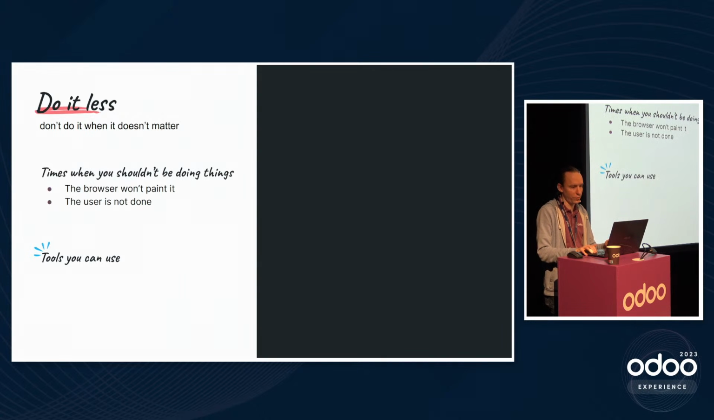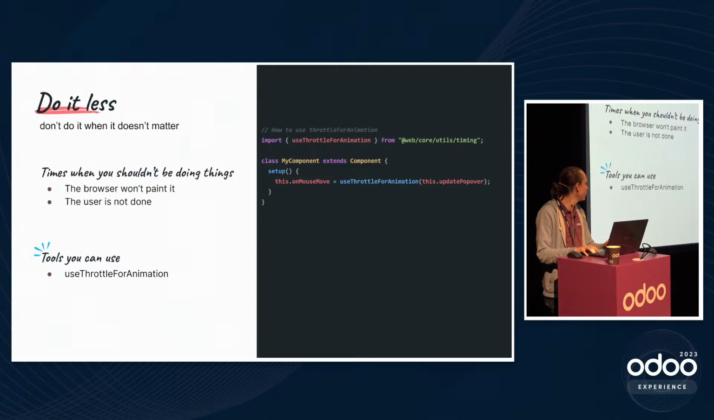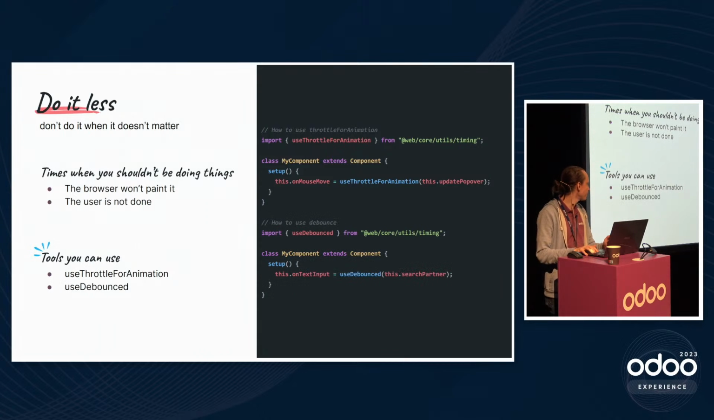So there are some tools that you can use in the framework. The first one would be use throttle for animation. This one is very similar to memoize in that it takes a function and it will, if you call this function more than once a frame, delay the call until right before the frame is painted and call it at that point. And so this means that anything that you need to do for animations, like if you have, for example, a tooltip and you need to reposition it, there's no point in repositioning it until the browser is about to paint it, so use this kind of stuff. The other one is use debounced. Use debounced is what I was saying earlier with the input.